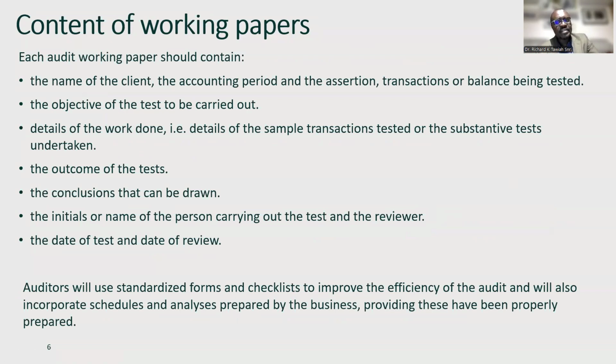We've mentioned this in class, but let me just repeat it again. The name of the client, the accounting period, the management assertions they are testing, any transaction balances or account balances they are testing, the objective of the test, the details of the work done, any sampling procedures undertaken, whether control testing was done. Remember, working papers will be used for both control testing or compliance testing and substantive testing. Okay, the outcome of the test we conducted, the conclusions we drew, the initials or the name, usually we use initials, of the person who did the test and the one who reviewed, the date the test was conducted, and the date it was reviewed.